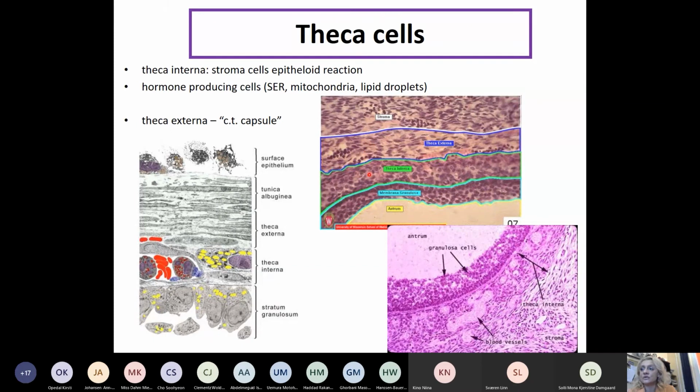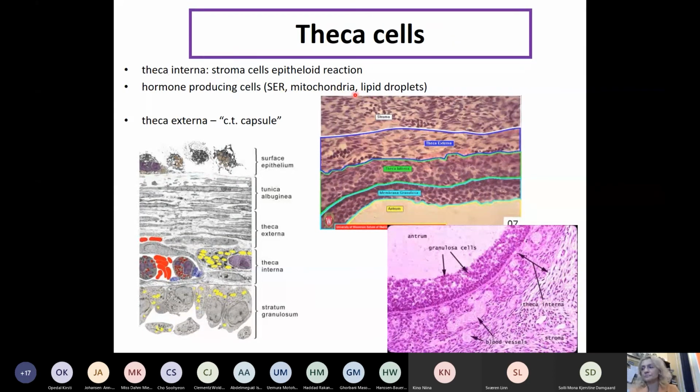You can see the structural difference very well. The theca interna has a so-called epithelioid reaction of the stroma cells. Stroma cells are connective tissue cells, but they almost look like epithelial cells here, so closely attached and rounded shape. So they become hormone-producing cells. They have a lot of endoplasmic reticulum, mitochondria, lipid droplets. Why lipid droplets? Because they produce steroid hormones.